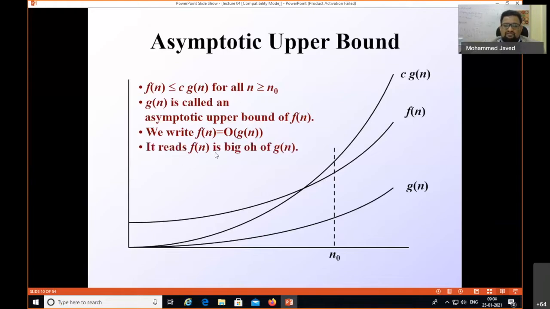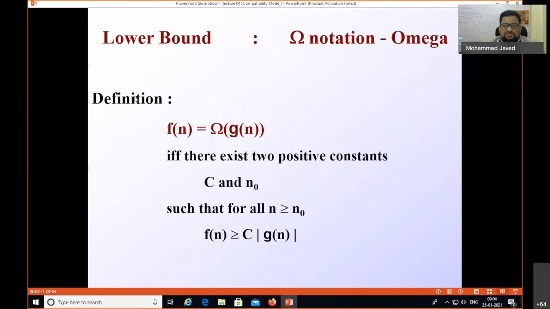It reads f of n is big O of g of n. So how to read this one? F of n is big O of g of n. Okay, so now that was the upper bound. Now we'll see the lower bound notation. The lower bound notation is the omega, right?